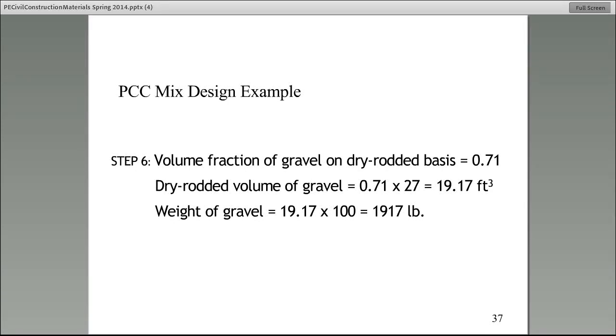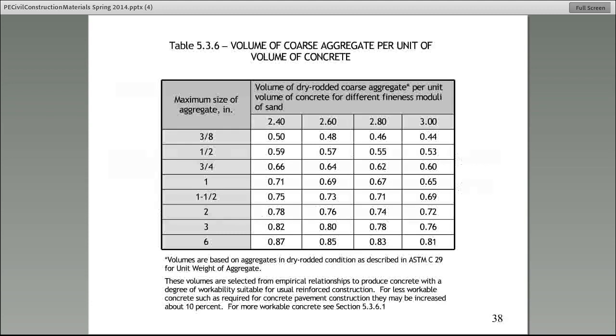All right. Step number 6. This is where we are going to calculate the volume of gravel, how much coarse aggregate we need. And in order to explain these numbers, I need to take you to the next slide. Slide 38 talks about table 5.36, how much coarse aggregate we need. And let me show you how this slide works.